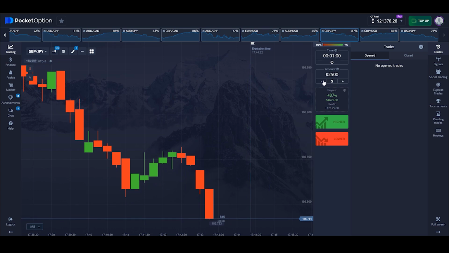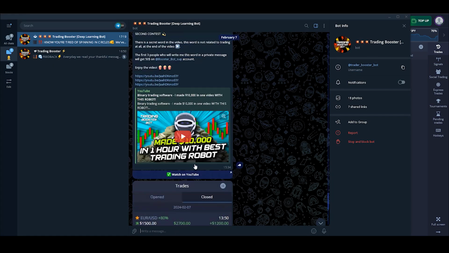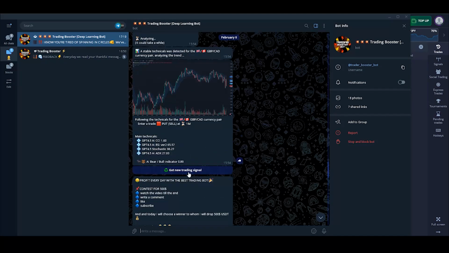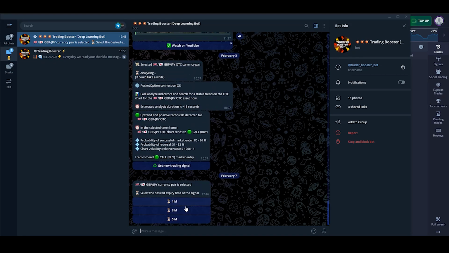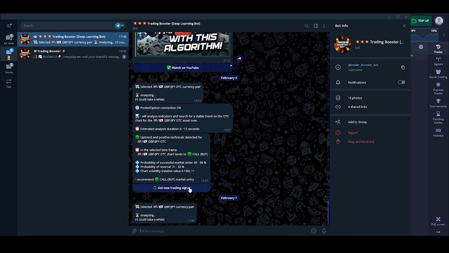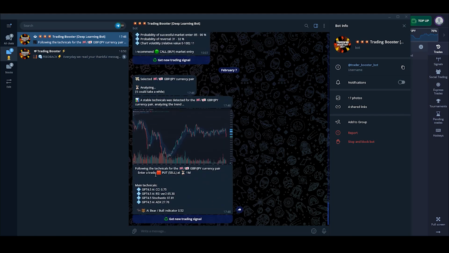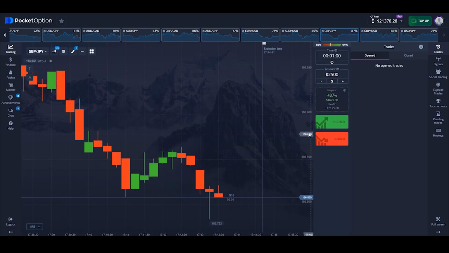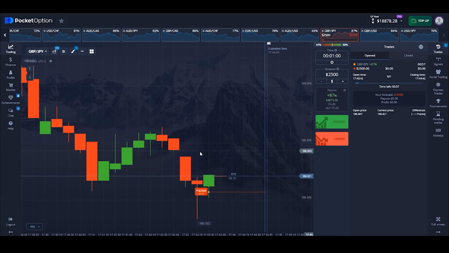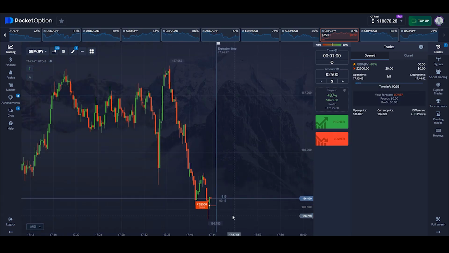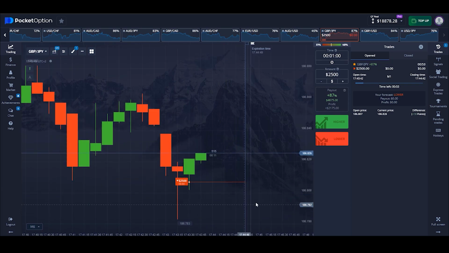I'm going to open a trade on the British pound Japanese yen for $500. I go to the bot, get a new signal, choose British pound Japanese yen, expiration 1 minute, and get a sell signal. Okay, right there I open a sell trade for 1 minute. Good downward movement, so we can expect this trend to continue.